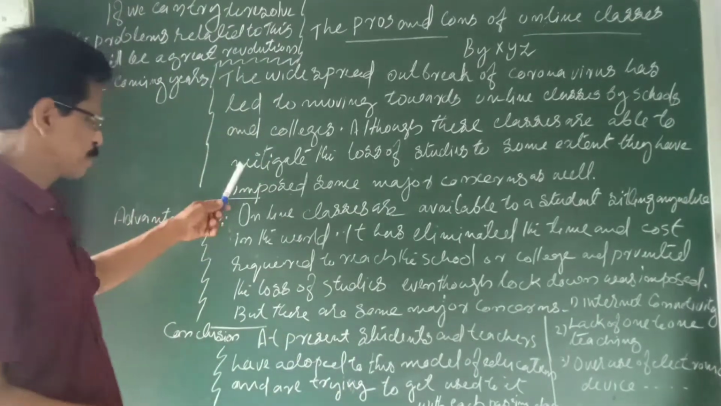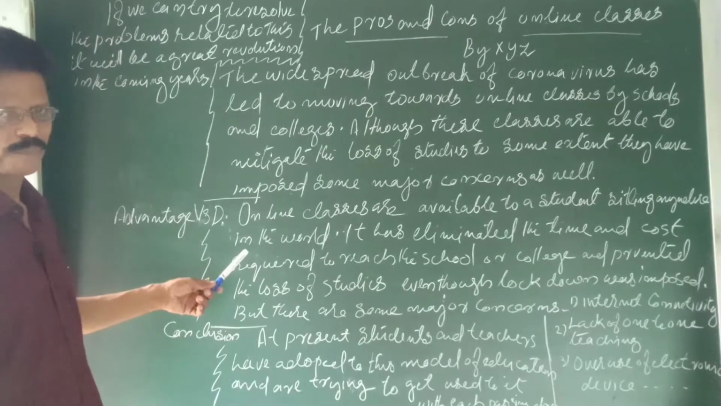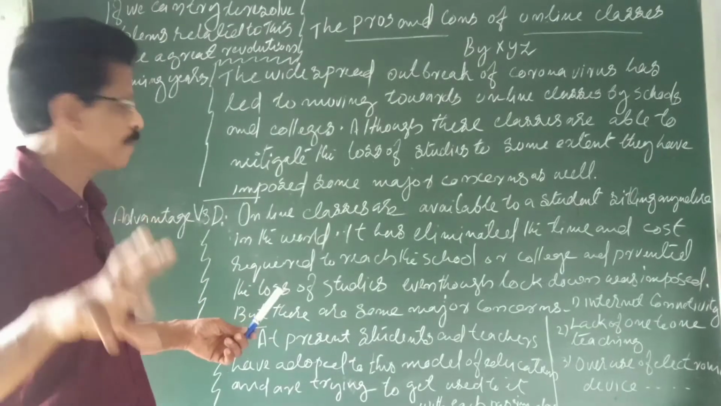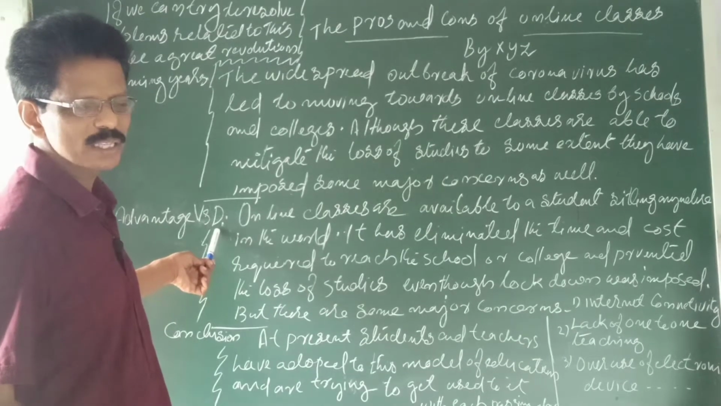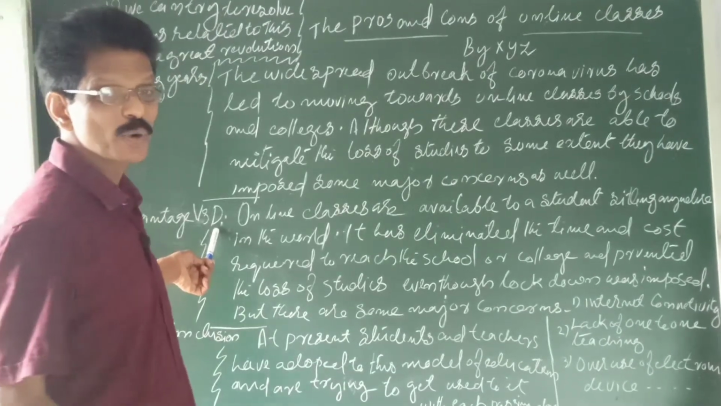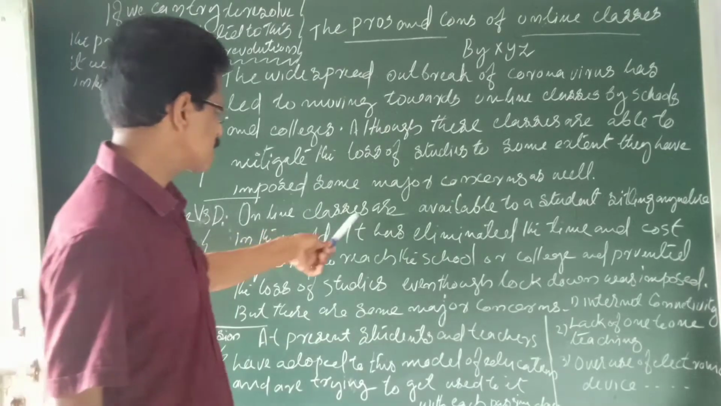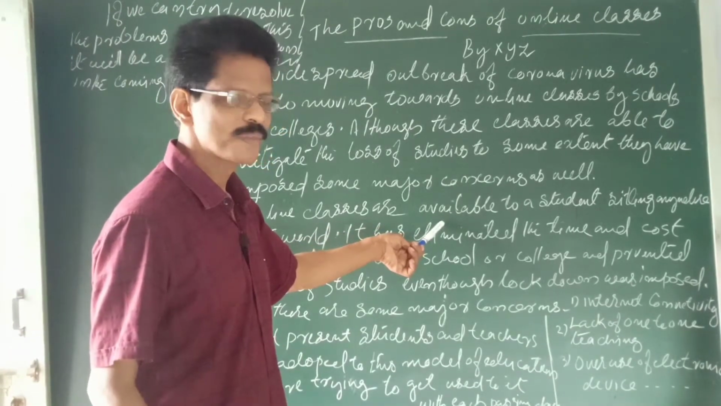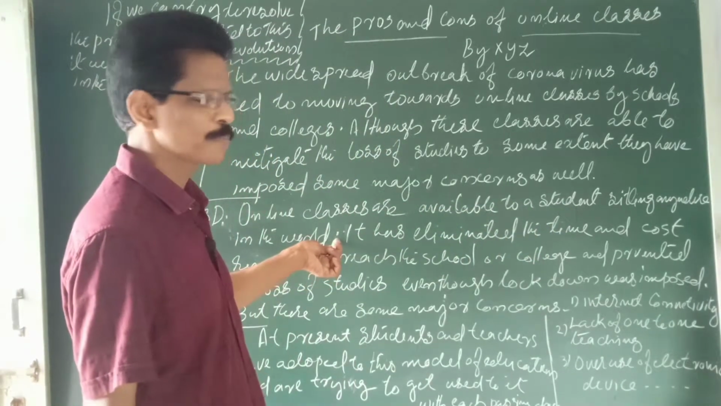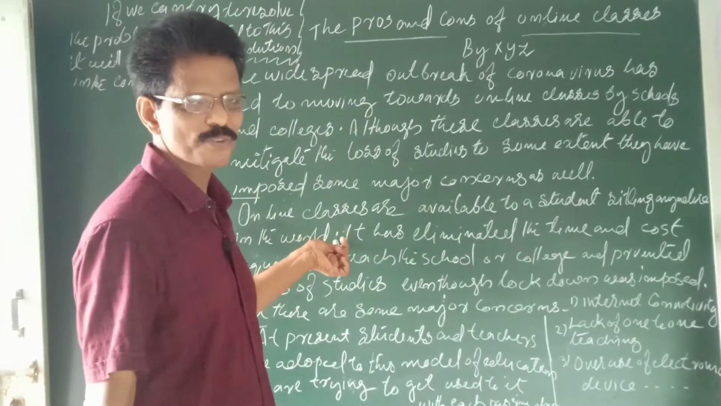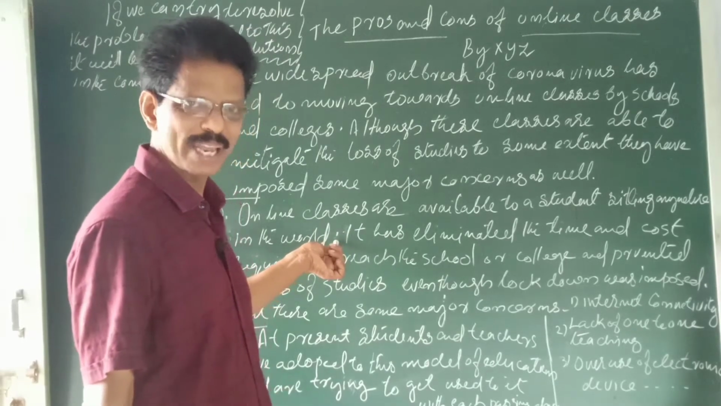Now, you see, explaining the body, the method, 3 methods are there, we have already seen. Advantage versus disadvantage. So what all are the advantages, what all are the disadvantages? See, online classes are available to a student sitting anywhere in the world. That is a plus point. So you can attend the class from anywhere in the world, at home mainly.